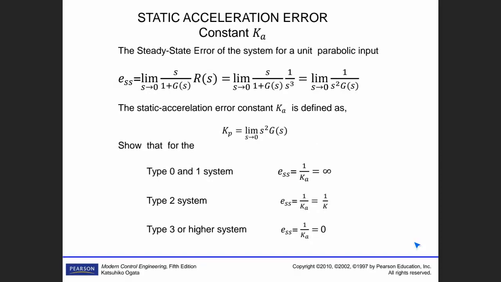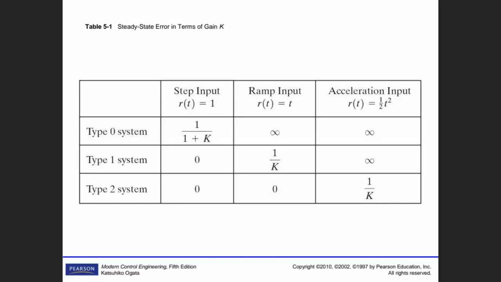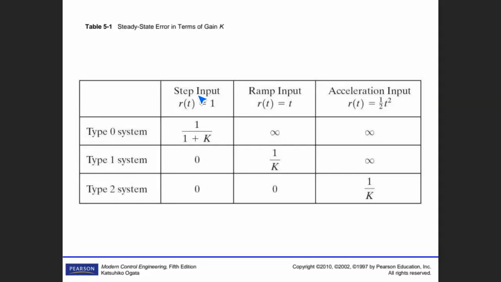So I leave this one. This table, you remember, there is a table. Okay? This table will be useful to you. That is the table. Don't forget that one. For step input, for ramp input, and for acceleration input. Parabolic, ramp, speed. That one is speed. That one is position. Okay.